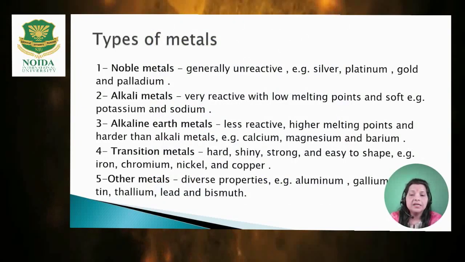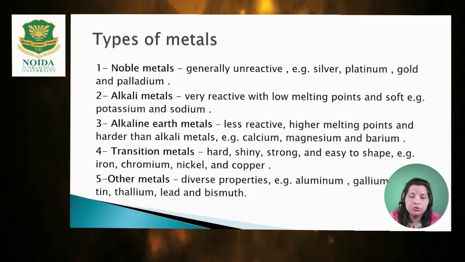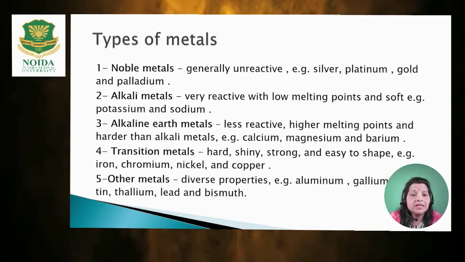Now various types of metals. If you want to check how many types of metals we have, as per their activity and reactivity we have 5 types of metals. Basically noble metals, which are very unreactive metals: silver, platinum, gold and palladium. We make ornaments with them. Alkali metals are highly reactive with low melting points and very soft in nature, for example potassium and sodium, right? Then the third is the alkaline earth metals.